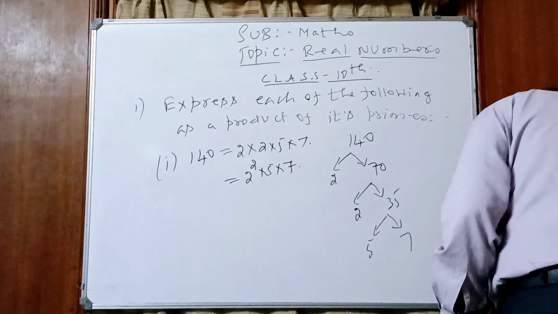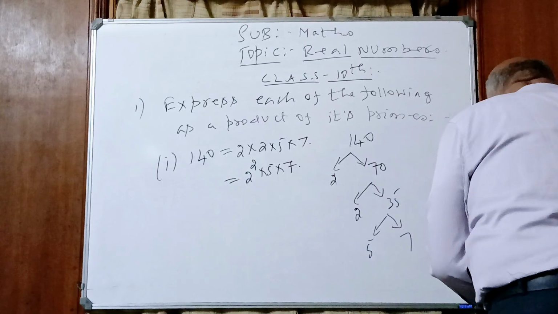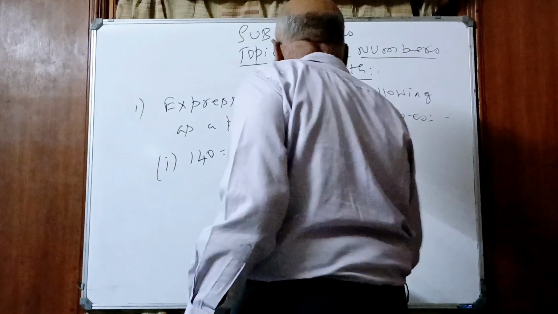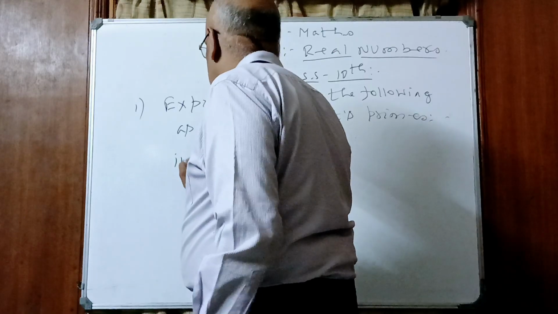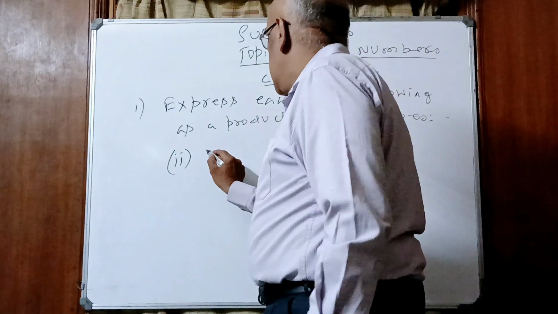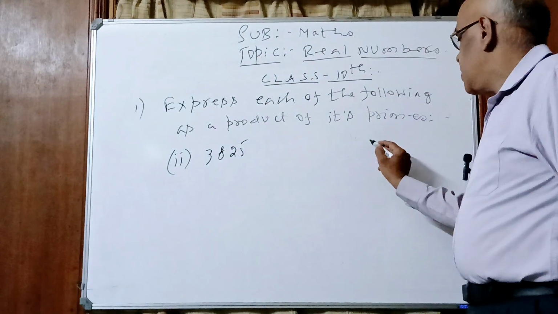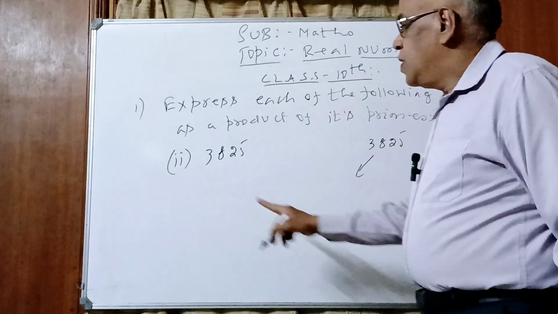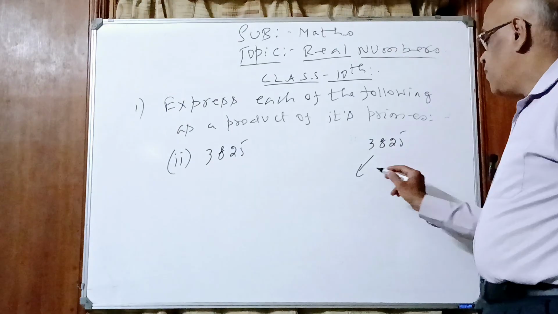Understood? So next question. 3825. You may wonder, oh, big number. Easy. Why? Because it is a 4-digit number, what is the unit place? 5. So it's divisible by 5.